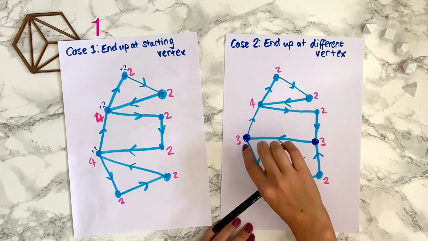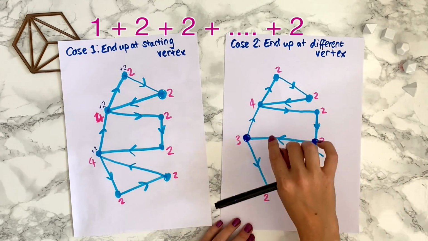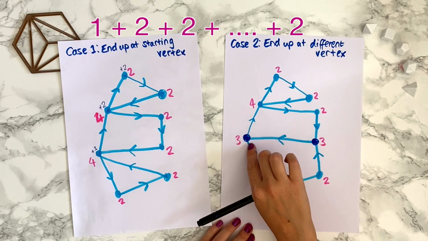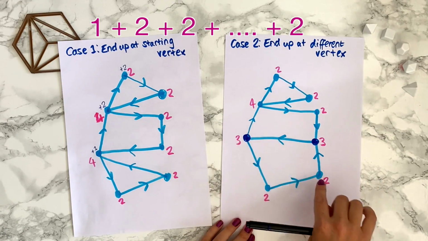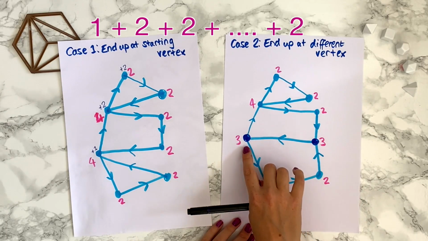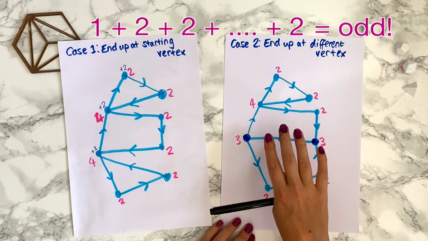Every time we pass through it on our way, we add 2. So we added 2 when we went through it like this. And then unlike before, we don't finish at it, so we don't have that adding 1 at the end. So the degree of this vertex is going to be an odd number.